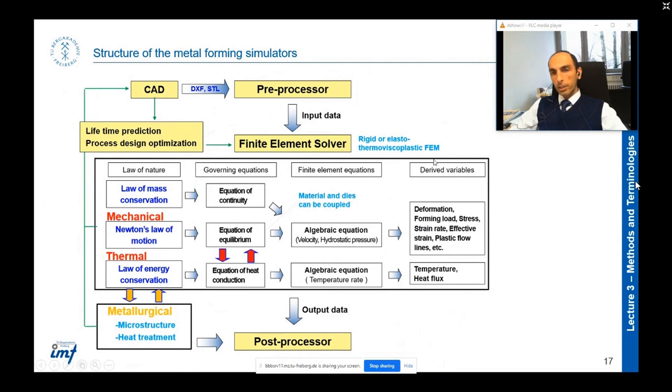And then finally, you should obtain the results and send them to the post-processor, and the post-processor can make graphs and prepare the results for you. It depends on what parameter you want to investigate, simulate or predict. And sometimes you can couple the metallurgical phenomena here, as I said before, for FEM. So this is the main structure.